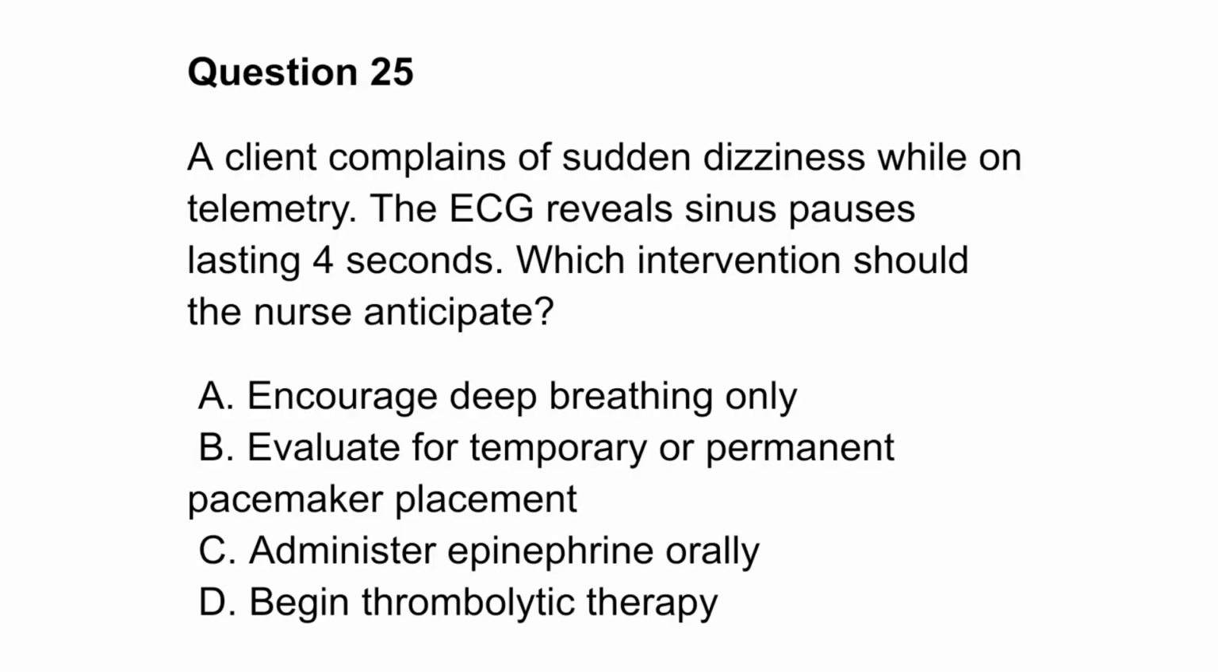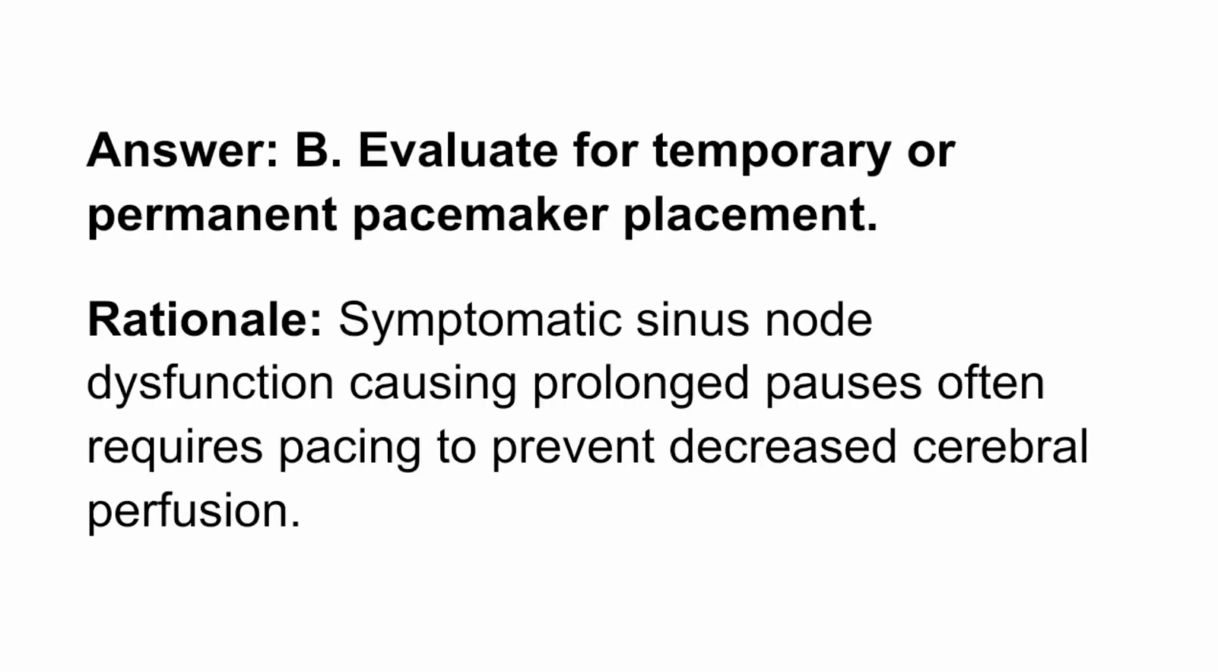Question 25. A client complains of sudden dizziness while on telemetry. The ECG reveals sinus pauses lasting 4 seconds. Which intervention should the nurse anticipate? A. Encourage deep breathing only. B. Evaluate for temporary or permanent pacemaker placement. C. Administer epinephrine orally. D. Begin thrombolytic therapy. Answer: B. Evaluate for temporary or permanent pacemaker placement.